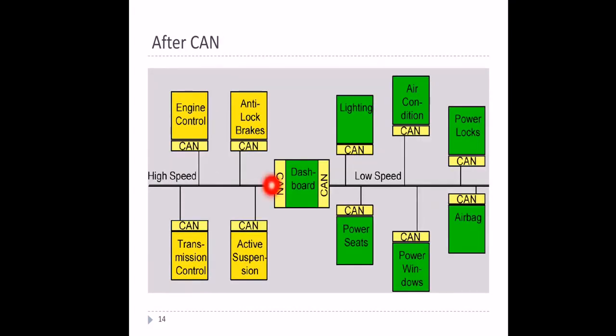See how simple the structure is. If there is any problem, you can easily diagnose and understand it, and moreover CAN itself is able to diagnose and repair its own fault. This simple architecture and structure impressed everybody in the automotive industry. Hence it became popular in a very short span of time.